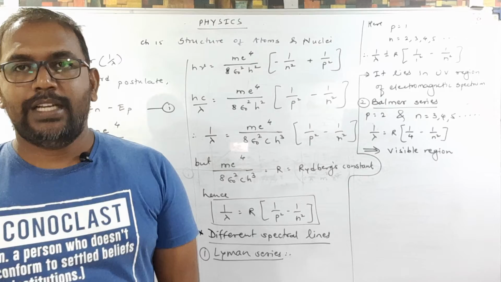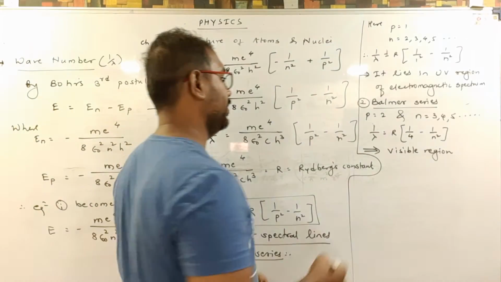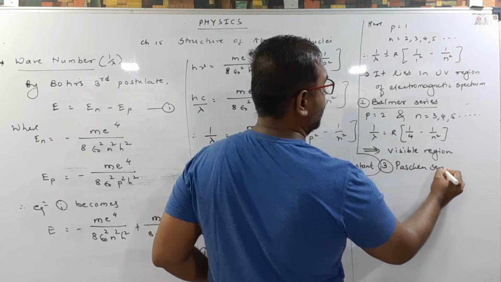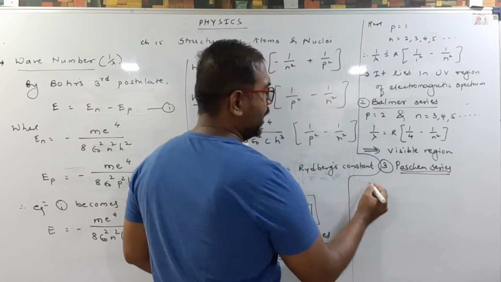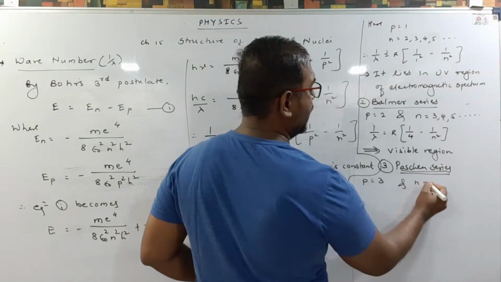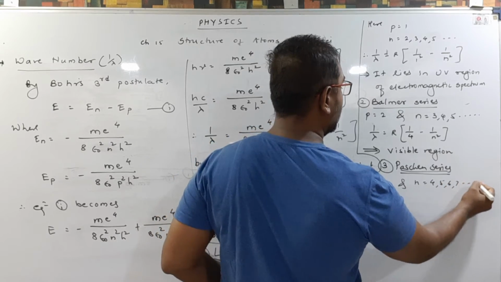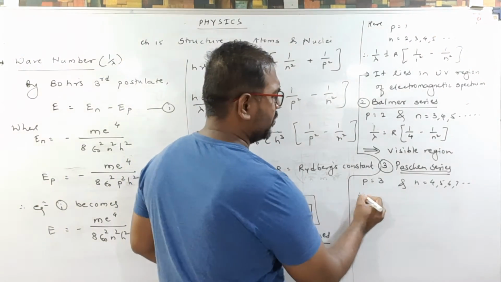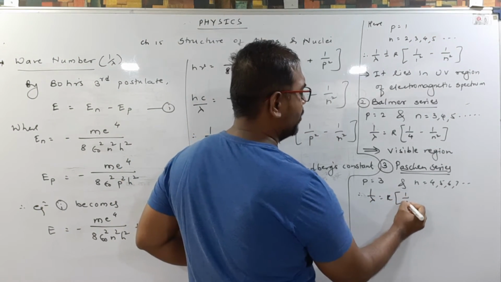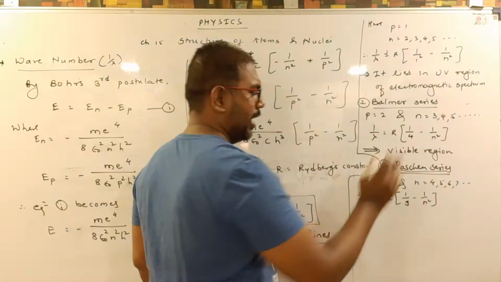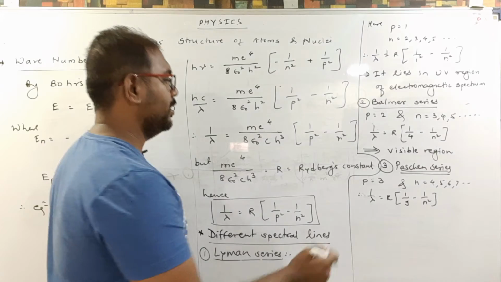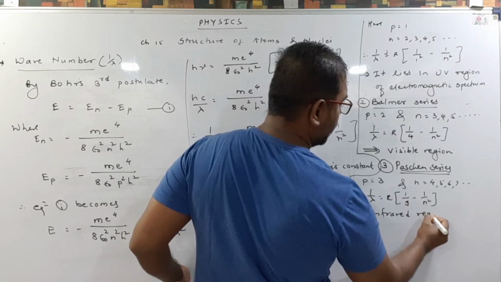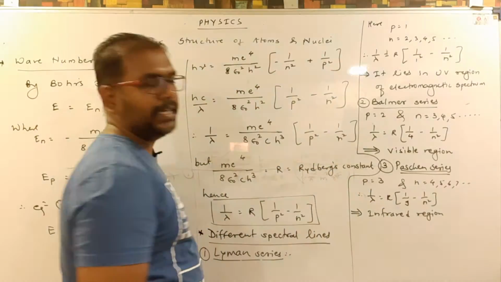Lyman, Balmer, then after that Paschen. The third one is the Paschen series. Here P is 3 and N is 4, 5, 6, 7 and so on. If you find the wavelength by the same formula, 1 by lambda is equal to R times 1 by P square, which means 1 by 9 minus 1 by N square. After substituting the values of N, it comes in the infrared region of the electromagnetic spectrum.